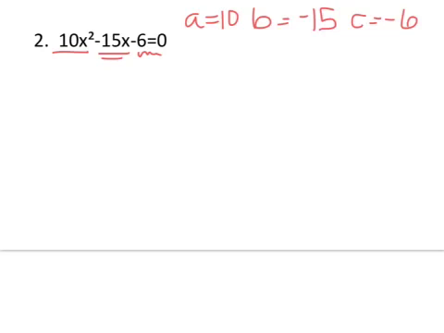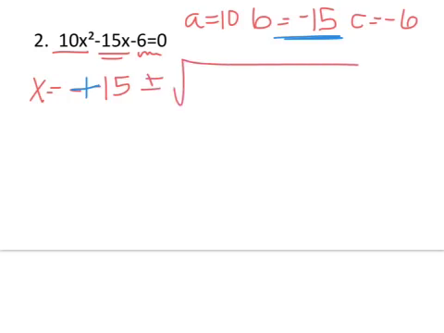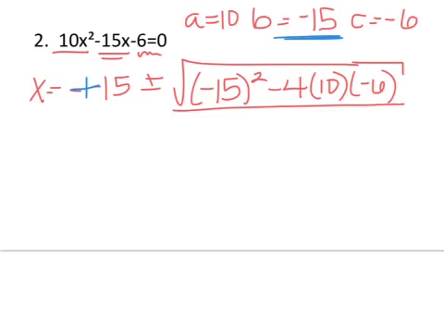Alright, plug this into the formula. So x would be negative b, which again, we'd have negative from the formula, negative 15 from b being negative. So you have to have both. A negative times a negative is actually a positive 15. Plus or minus the square root of b squared, so negative 15 squared, minus 4 times a, which is 10, times c, which is negative 6, all over 2a, and a is 10.